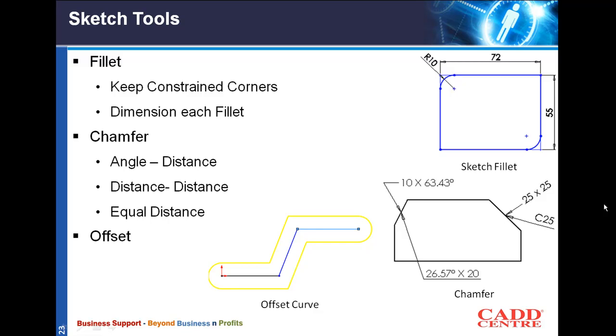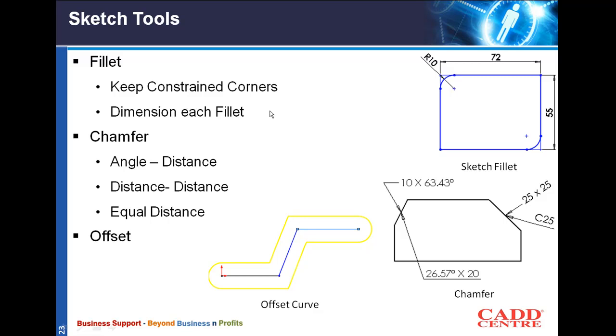Here we have two options in the fillet tool. One is keep constraint corners, the other is dimension each fillet. Keep constraint corners means when you fillet two edges, it will not remove the constraints applied for the corners. And if you use the option dimension each fillet, when you select any corner, for each selection it will add the fillet dimension.